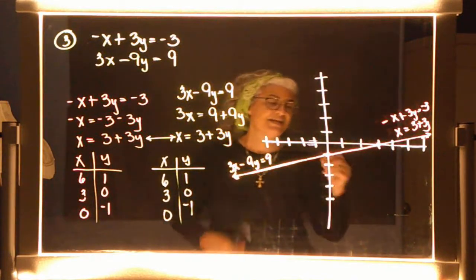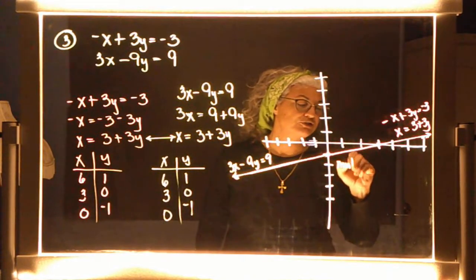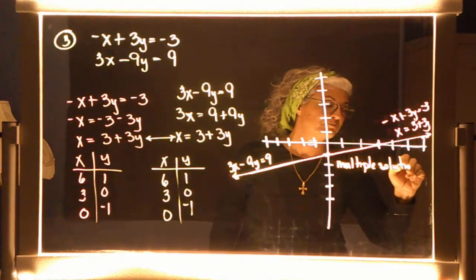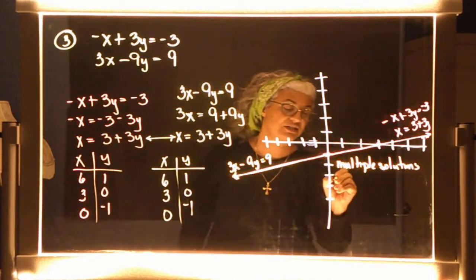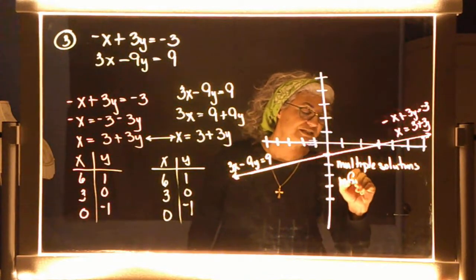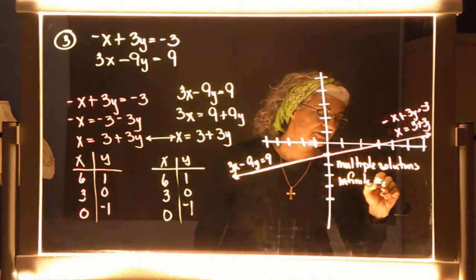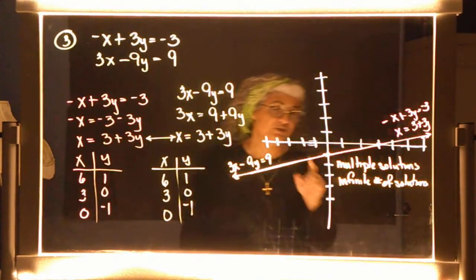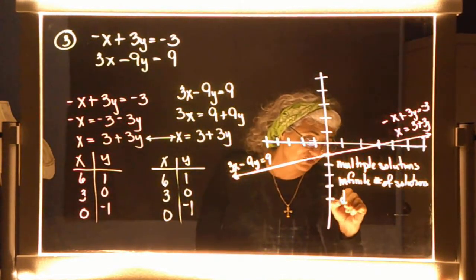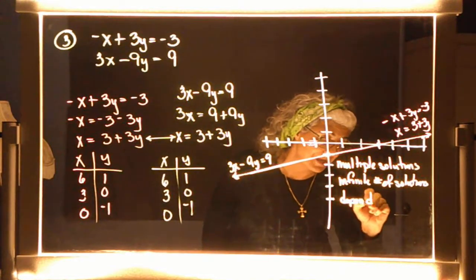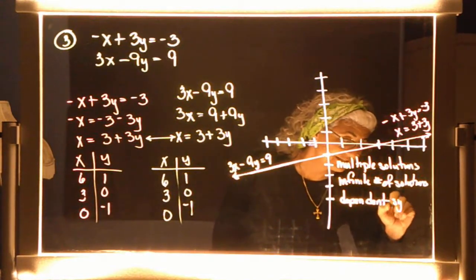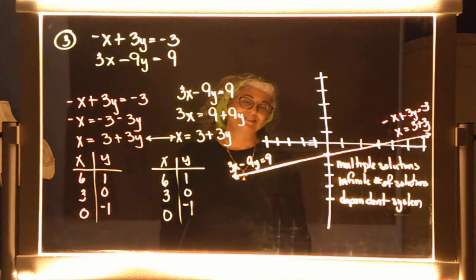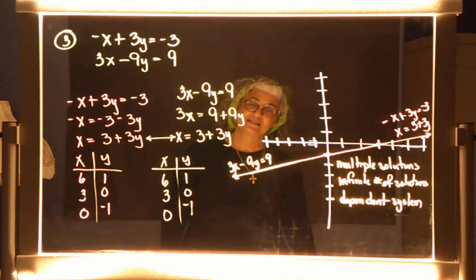So, in this case, since I have multiple solutions, because I have multiple points of intersection, I have an infinite number of solutions, which means this set is known as a dependent system. Are you with me? It's a dependent system.